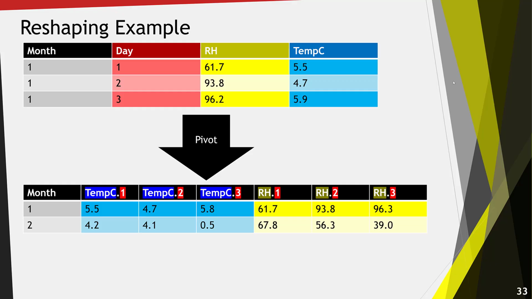We can ask ourselves the important questions. First, which variable or variables uniquely identify observations in our output data? Here again, that's just the month column. Second, which column or columns contain information that we'd like to use to construct the variable names in our output data? As with the last example, that is the day variable. And then third, which column or columns contain the data that we would like in our output table? Now we have 2 columns, both the relative humidity and the temp C column. Having answered those questions, we can then take this to R and perform this pivot.